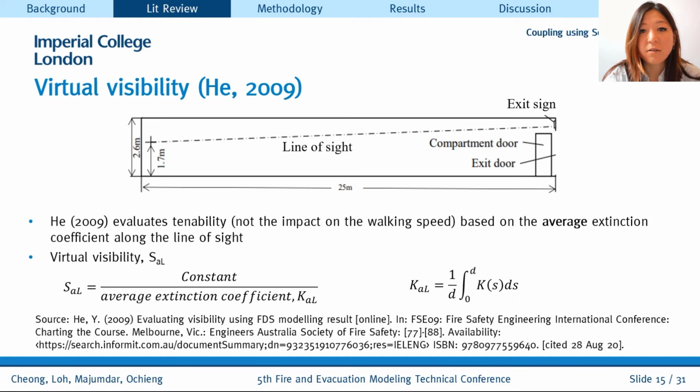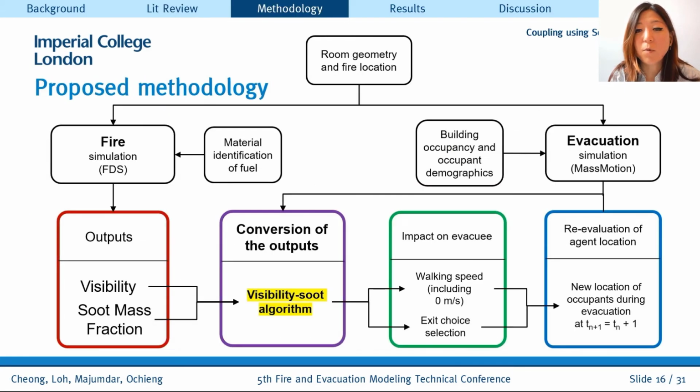Using the studies found, our methodology was a one-way coupling where we share the same geometry inputs for our fire model and our evacuation model. From the fire model, we take the outputs of visibility and soot level at different time steps and put them into our visibility-soot methods to recalculate the walking speed and exit selection, and therefore the direction of the agent.